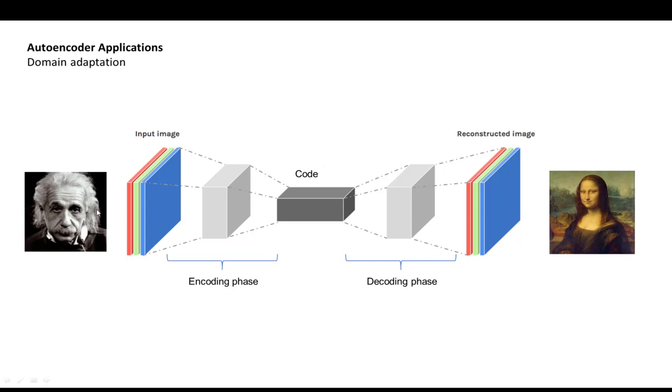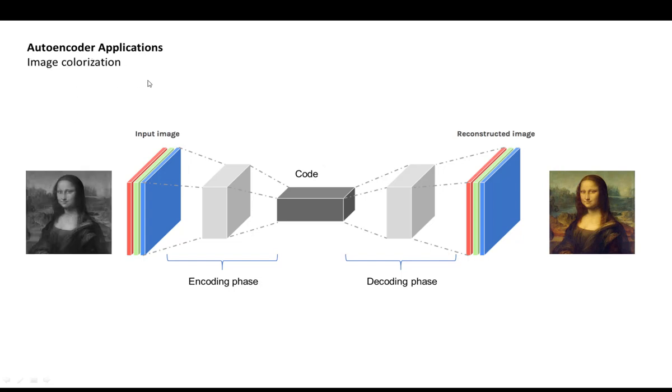For domain adaptation, we trained this autoencoder on one type of image, tricking it so that my y is not equal to x, but my y is actually Mona Lisa. Once you train it on a bunch of images, you can supply any random Einstein image in the hope that it would reconstruct a Mona Lisa image matching whatever Einstein image you supplied.